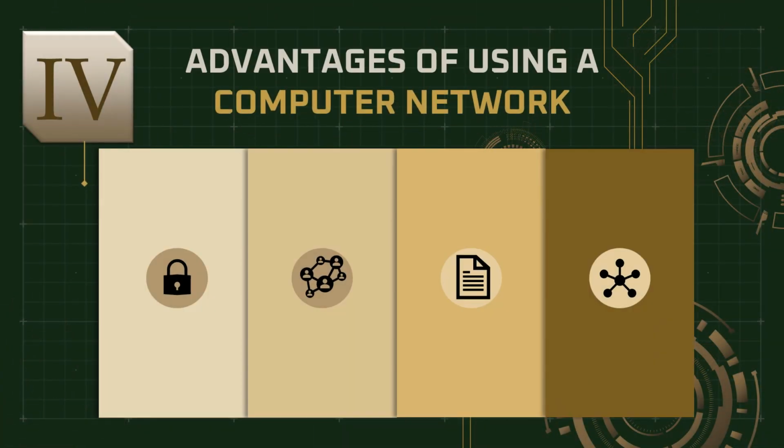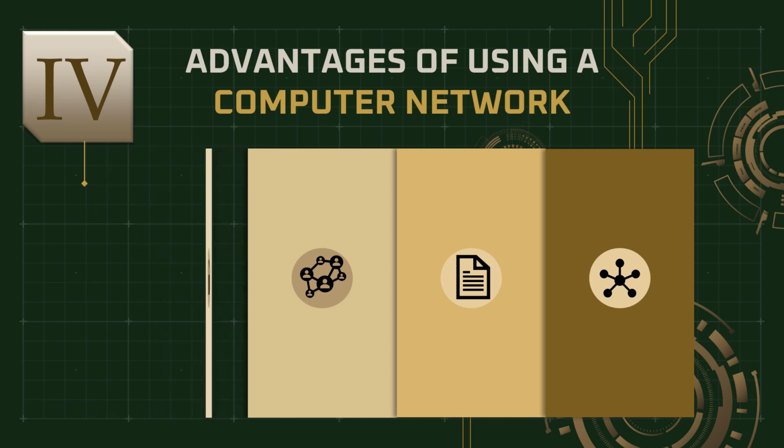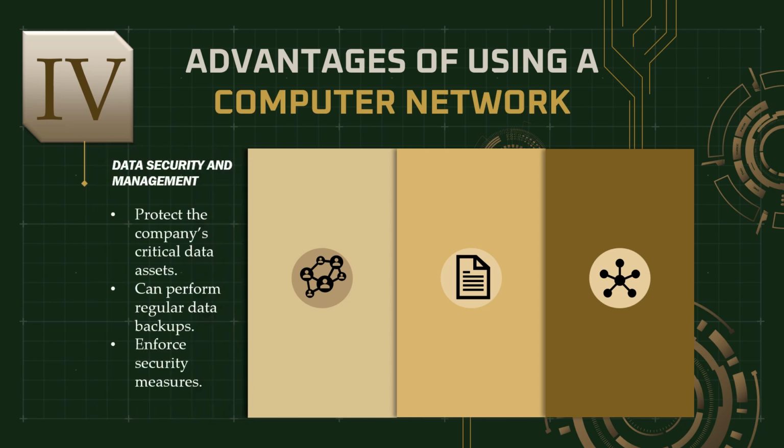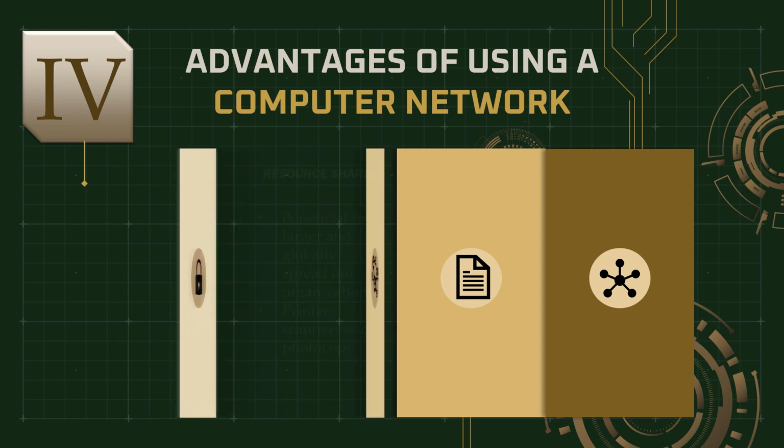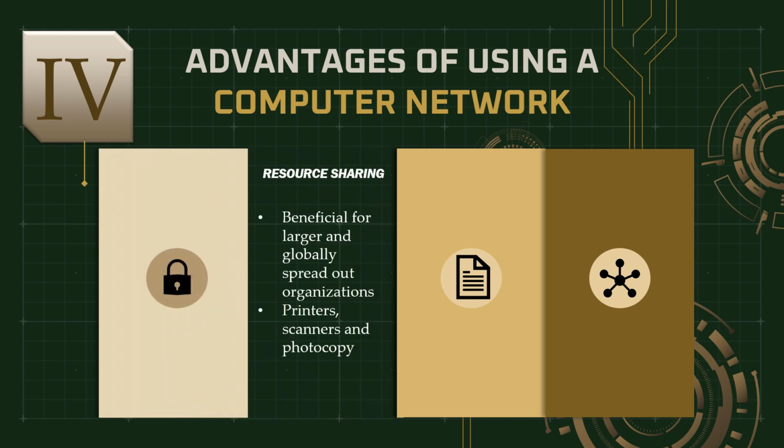So moving on, I'm going to talk about a few advantages of using a computer network. First, we have data security and management. With this, we can protect the company's critical data assets. We can also perform regular data backups, and we can enforce security measures. Apart from that, we also have resource sharing, which is beneficial for larger and globally spread out organizations. Even printers, scanners, and photocopiers also use computer network.